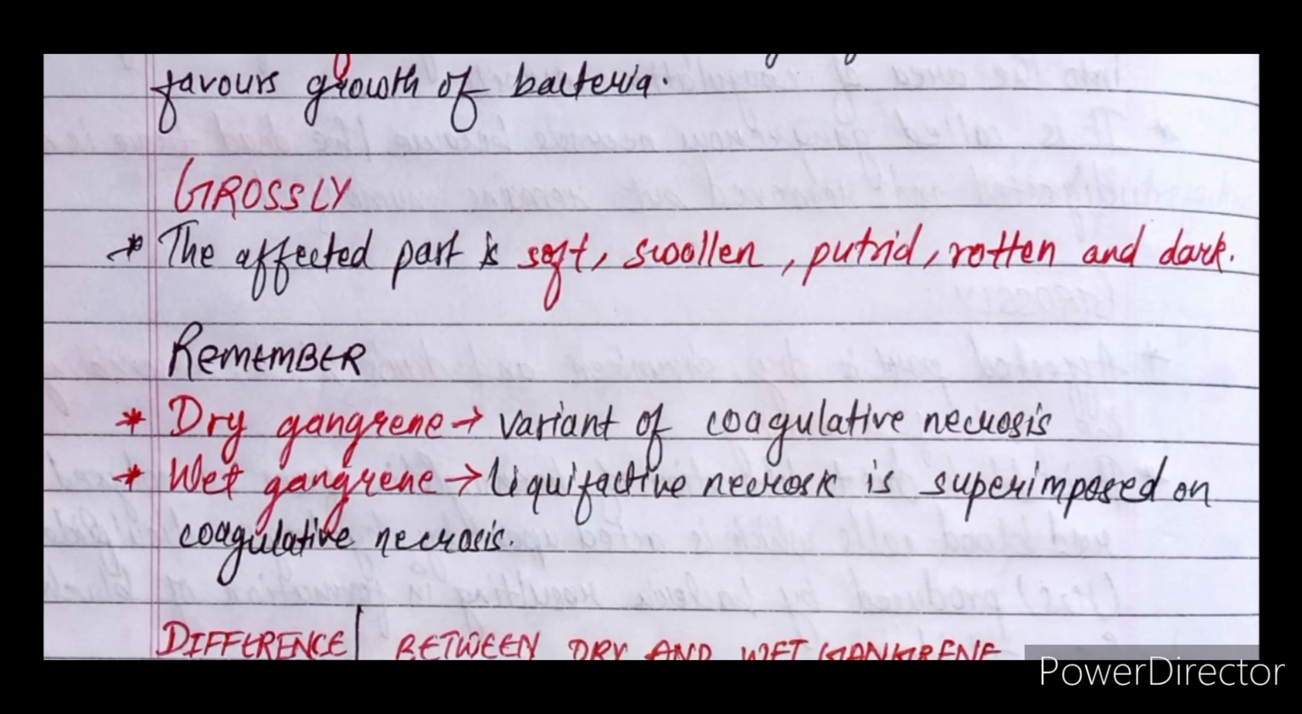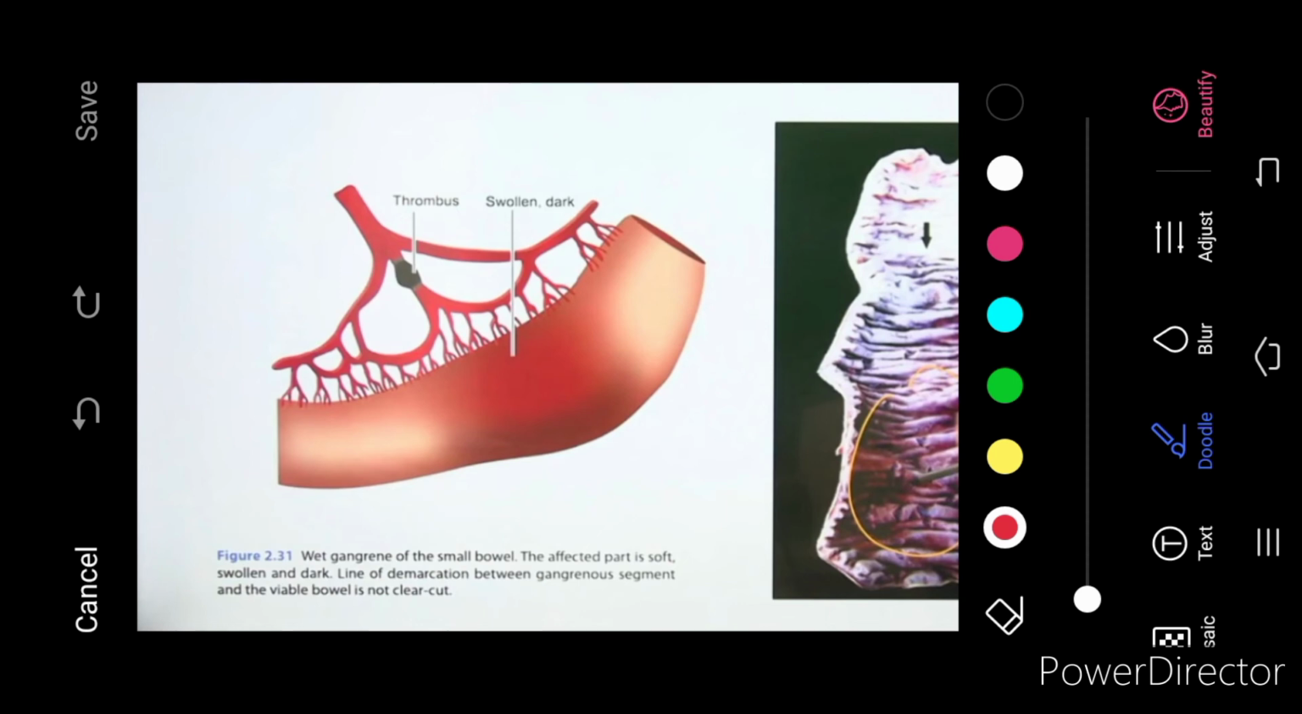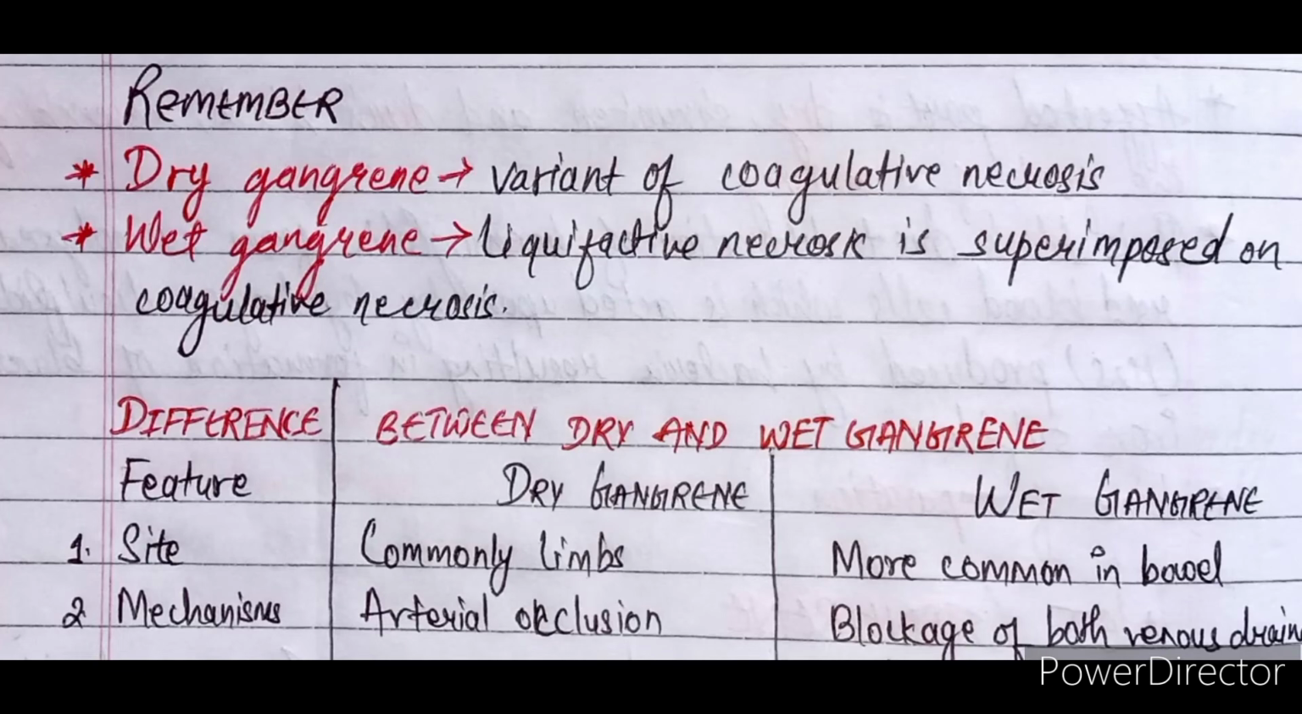So grossly, the wet gangrene looks like soft, swollen, putrid, rotten and dark. Here we can see the figure of wet gangrene of small bowel, and the affected part looks soft, swollen and dark, and the line of demarcation between gangrenous segment and viable bowel is not clear cut. That is, we cannot see a clear line of separation between the affected and the living part of that particular tissue.